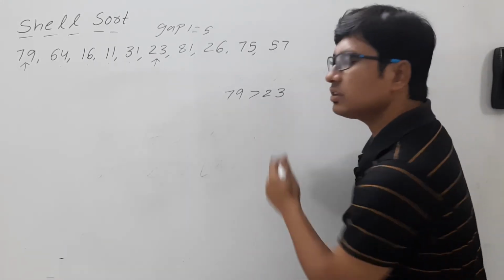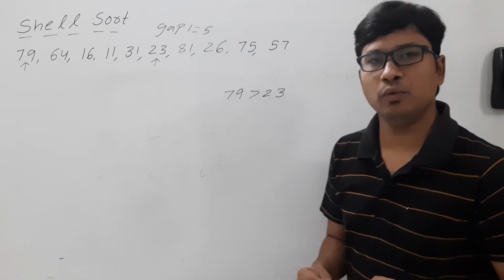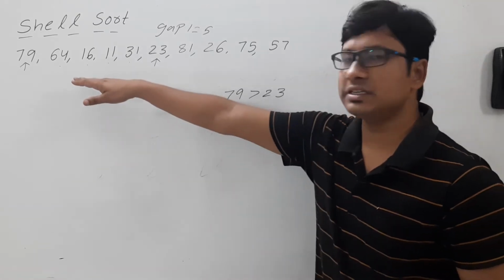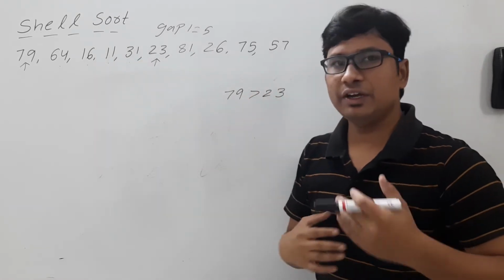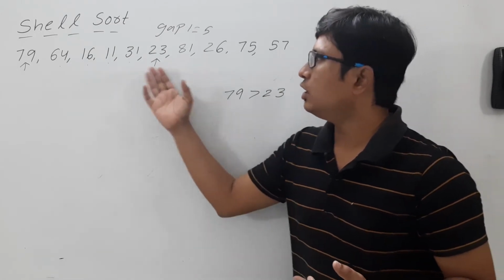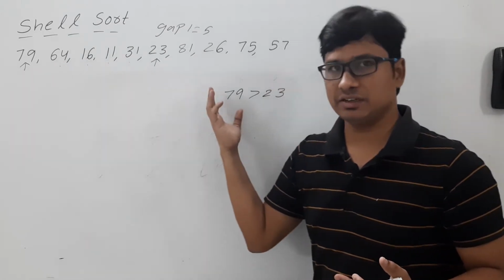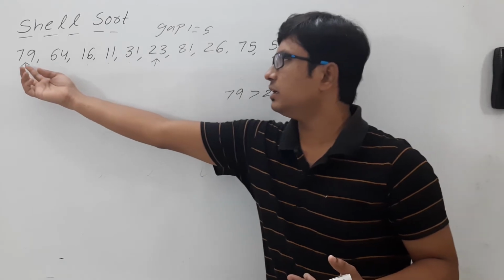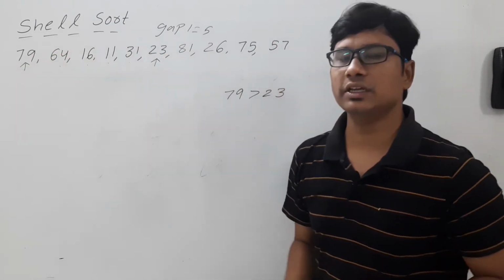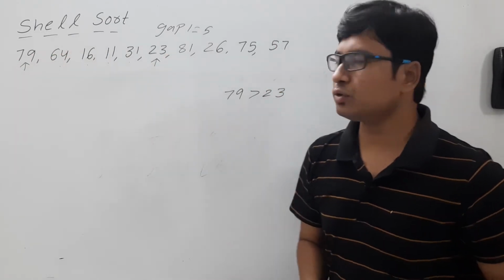So they are not in the appropriate position because I want to arrange the elements in the increasing order. If I do it in the increasing order, 23 should come first, then 79 should come. But here it is 79 and 23. So what should I do? I have to swap them.